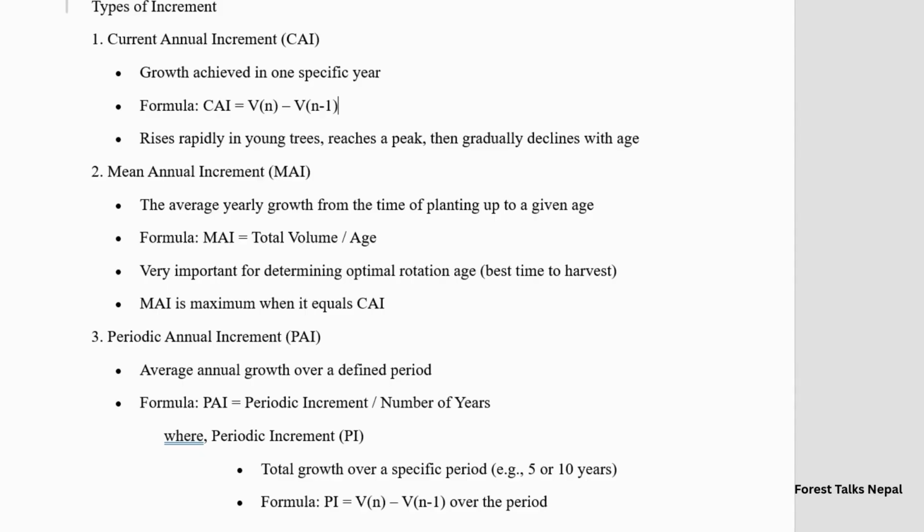Okay, I love that concept, and I want to dive really deep into how those two numbers interact in a second. But before we do, there's a third metric we need to address, PAI. Periodic annual increment. Right. And this is defined as the average annual growth over a defined period, like 5 or 10 years. You find the total growth over that specific period and divide it by the number of years.